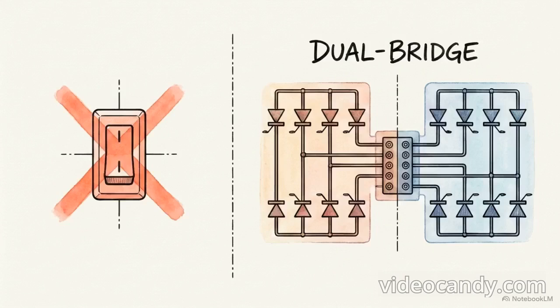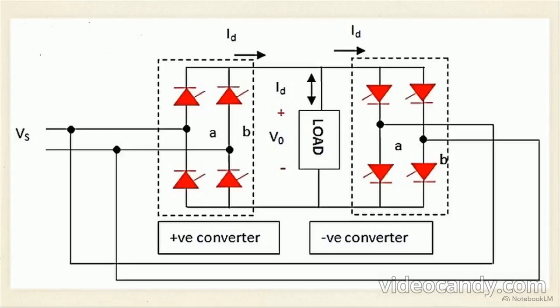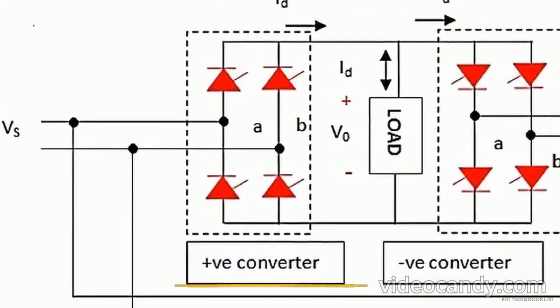To physically divide the frequency of the grid, a single switch isn't enough. We have to scale up to a dual bridge rectifier topology. This schematic shows a single-phase cycloconverter. Notice the symmetrical layout. It uses a positive group of thyristors on the left and a negative group of thyristors on the right, both linked to a central load.